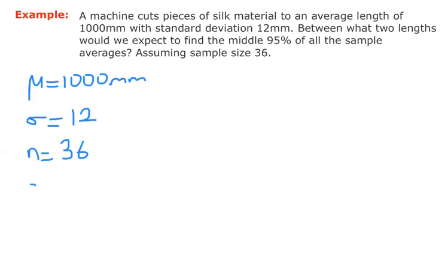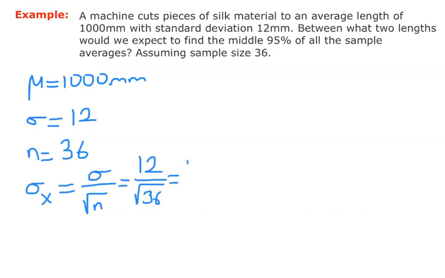And in order to do that, first of all, I have to find the sample standard deviation value, which is sigma over square root of n. What is sigma? It's given in the question, 12. Square root of n is the square root of the sample size, square root of 36. So it's going to give me 12 over 6, which is equal to 2. So now my mu is equal to 1000, sigma x is equal to 2.